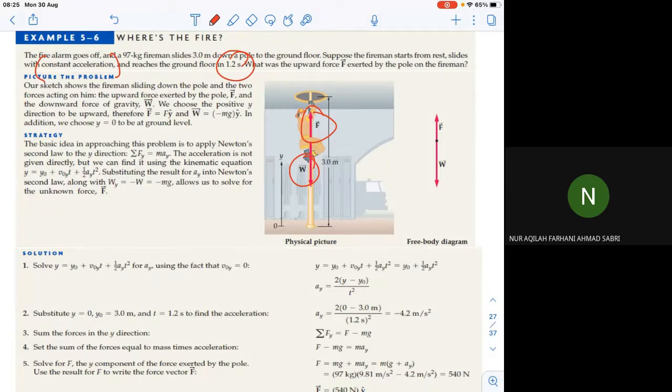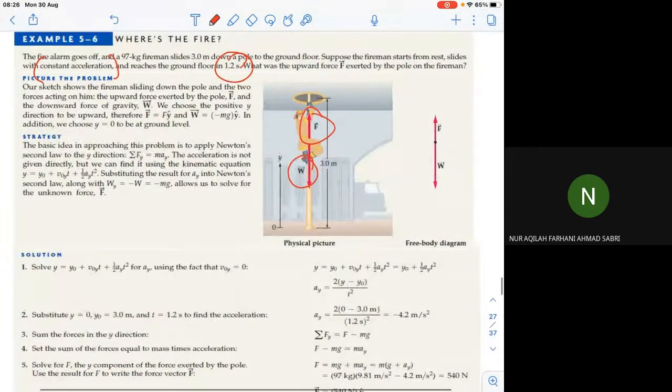If there is no friction involved, then the fireman will slide down without any hesitation. So maybe the fireman wants to slow the process of sliding down the pole. The pole is quite high, for your information, and if you slide down with this constant acceleration, you're going to have some impact at the ground floor. So he needs some protection for his safety when he slides down, and of course they want to apply some upward force. So in this case we have to know what the upward force is.